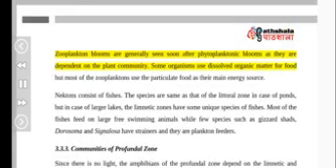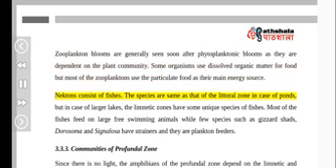Zooplankton blooms are generally seen soon after phytoplanktonic blooms as they are dependent on the plant community. Some organisms use dissolved organic matter for food, but most of the zooplankton use particulate food as their main energy source. Nekton consists of fishes.